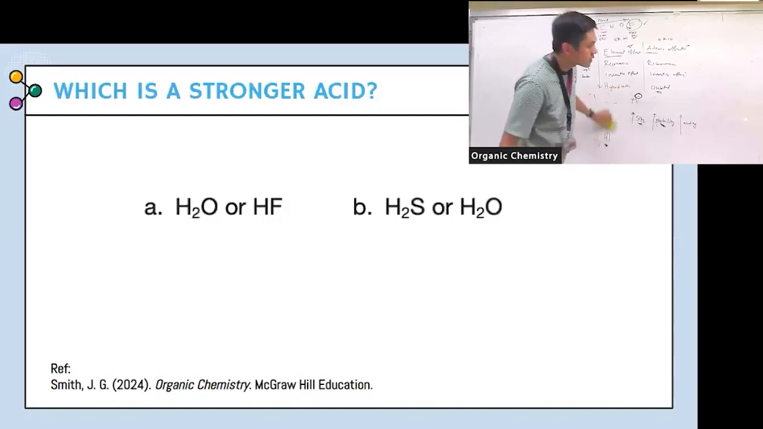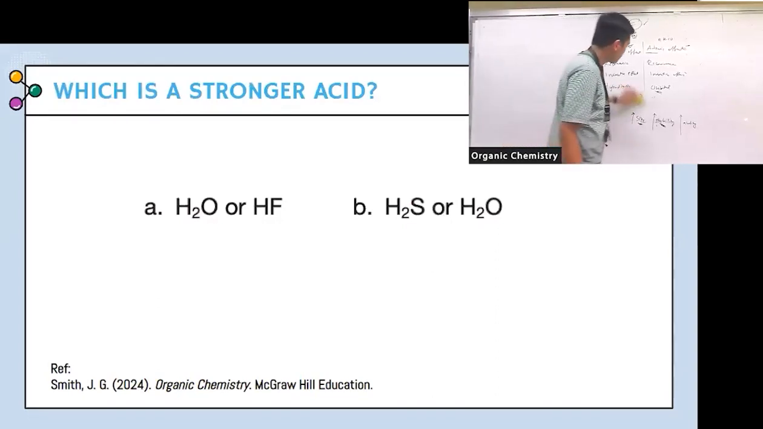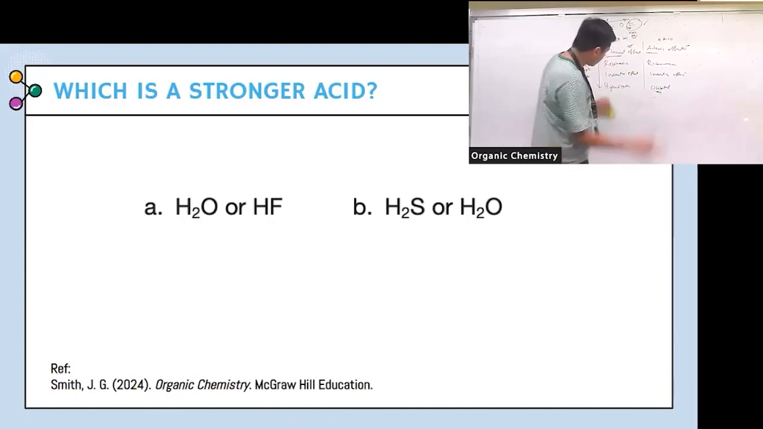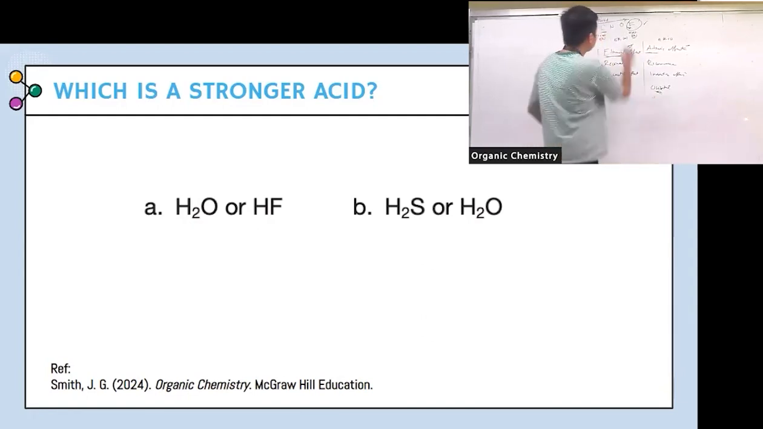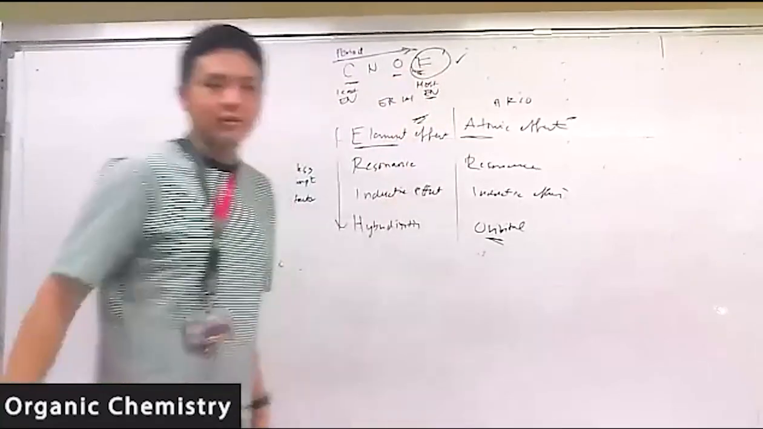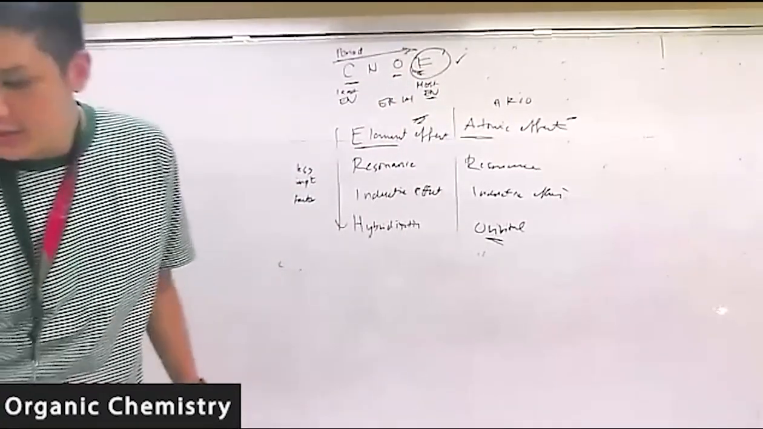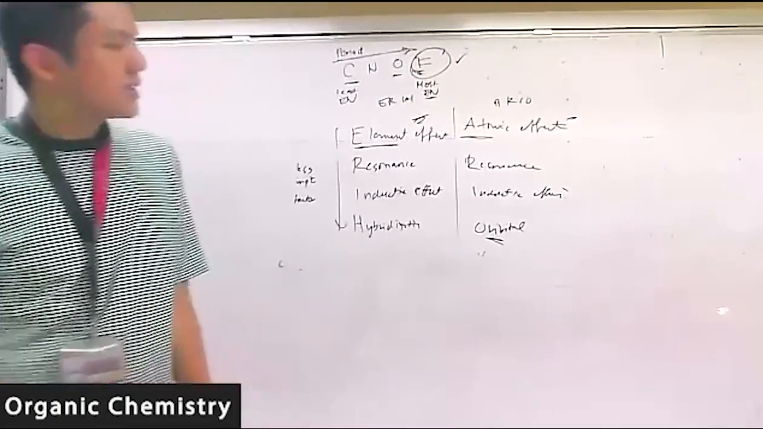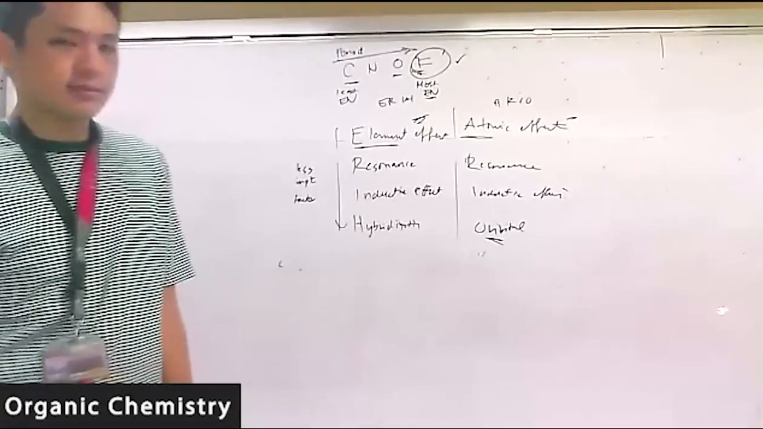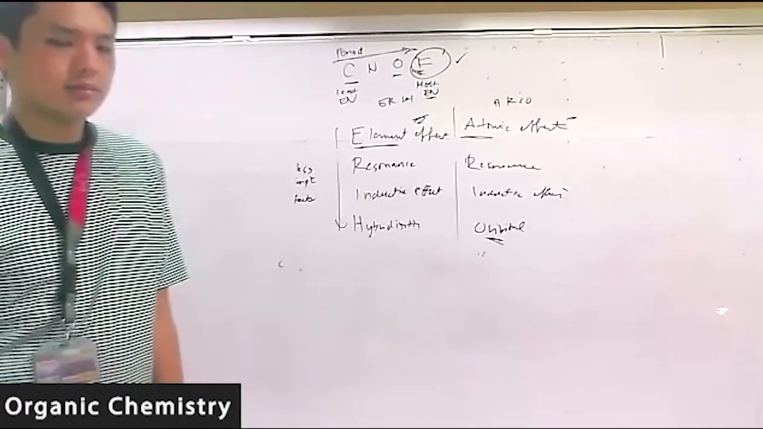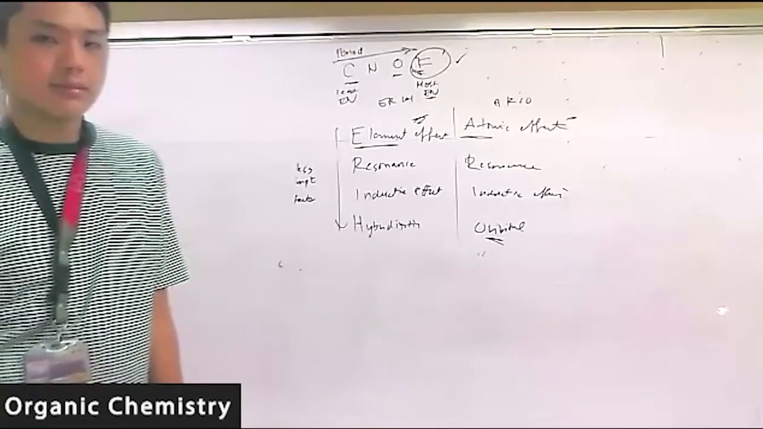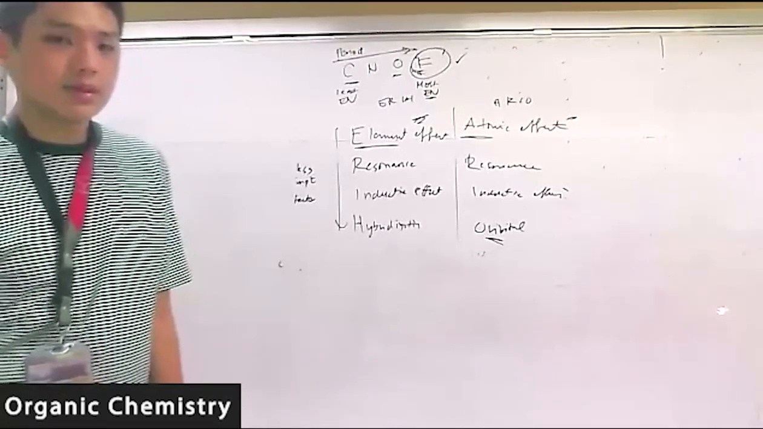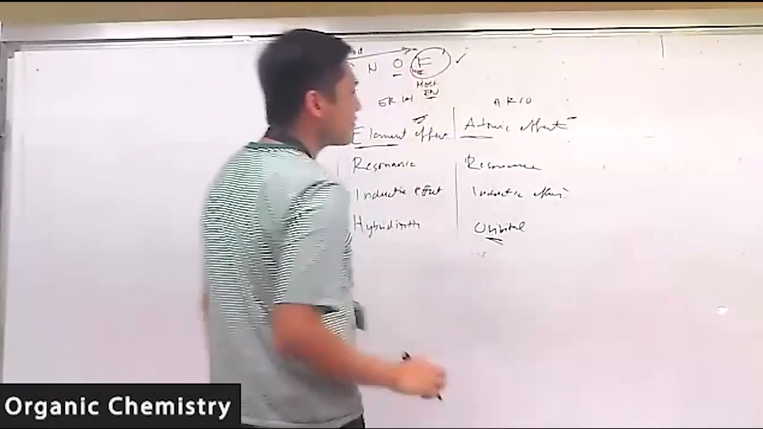So here is a small exercise. Okay, so for A, can anyone tell me which is the stronger acid? Using what we just discussed kanina, which is the stronger acid? We can look here, O and F. Can anyone answer? Sa chat. Alin dito ang stronger acid? Is it H2O or HF? HF, tama. Okay. So HF is the stronger acid.